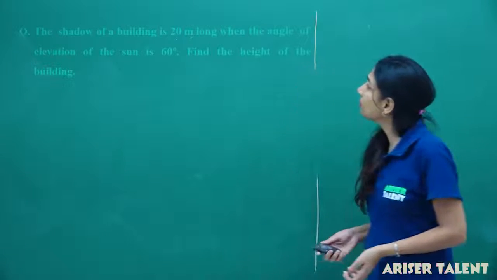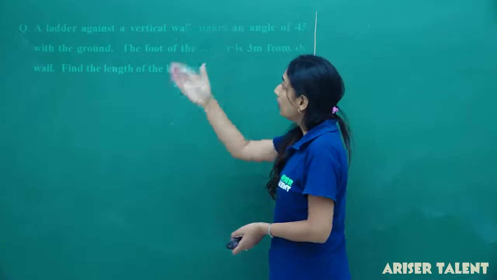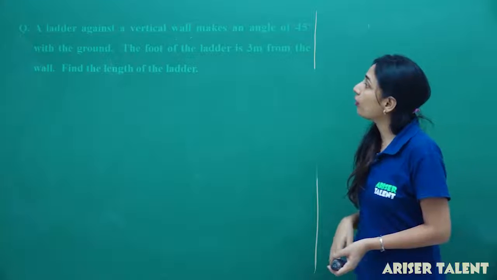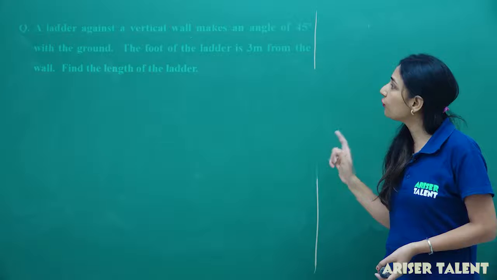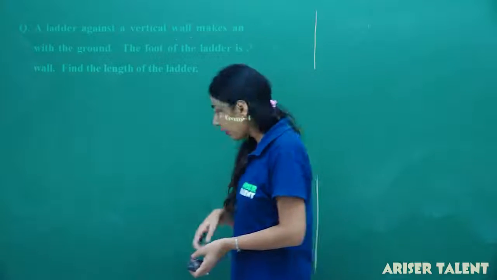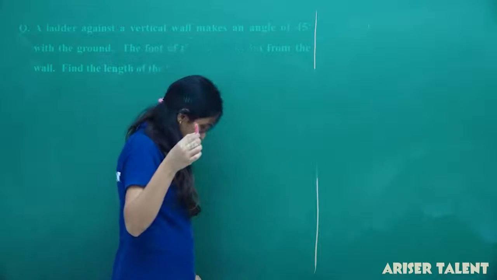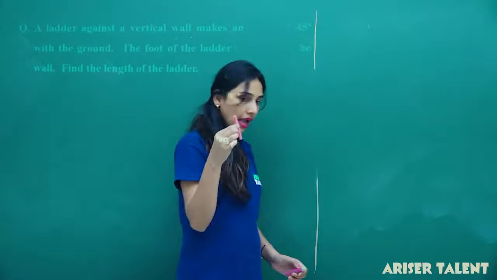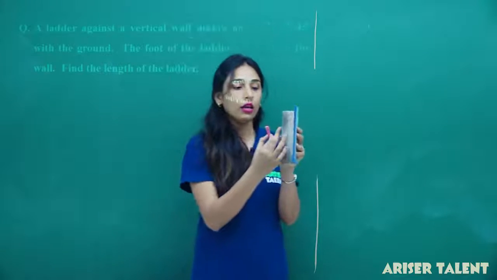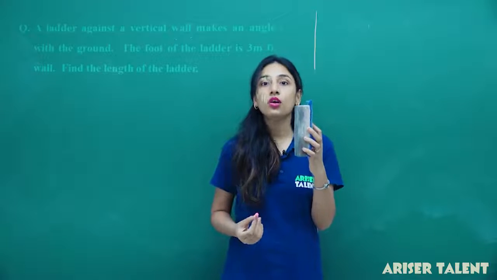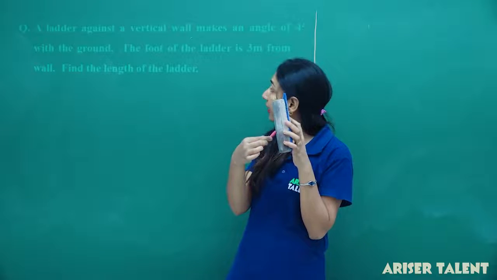Okay. So the next question is a ladder. A ladder against a vertical wall makes an angle of 45 degree with the ground. The foot of the ladder is 3 meter from the wall. Find the length of the ladder. Okay. What it's saying is that this is your ladder and this is your wall. It looks like a wall actually. So this is your wall and here's your ladder. Now it's telling you to find the length of the ladder.